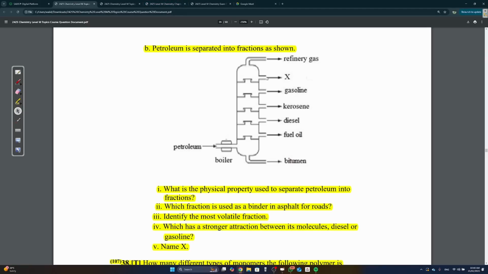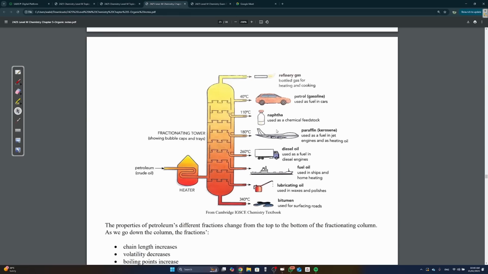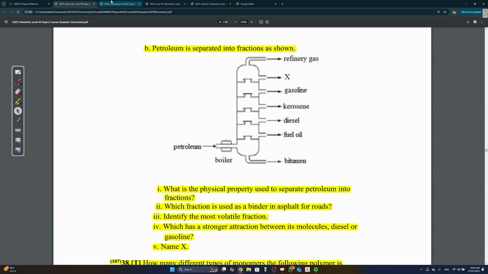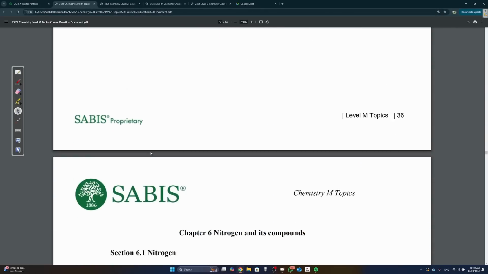Name X. What is X? So you need to know the names. I have no clue. Naphtha. Okay. So you need to know the names. Good luck, guys. Memorize these: bitumen, lubricating oil, fuel oil, diesel oil, paraffin, naphtha, petrol, refinery gas. You have to memorize them. The only one missing is naphtha. Okay, last question.